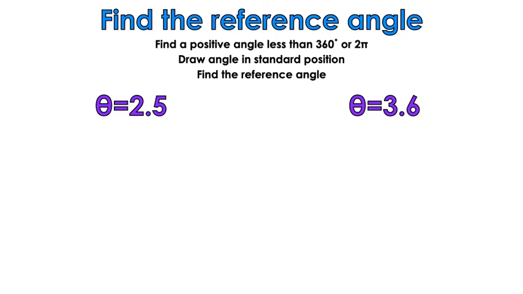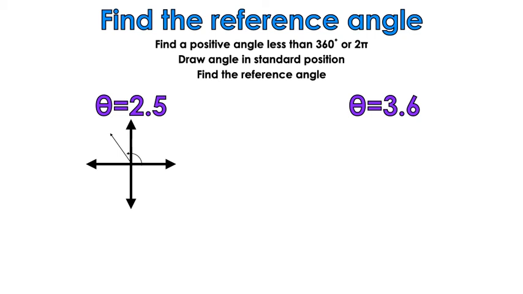Last but not least, let's say it's the type of reference angle where there's no pi in it, but it's a radian. So 2.5 radians and 3.6 radians. It's going to be the same thing. I need to find what quadrant it's going to be in. So 2.5. How do I know 2.5 is in quadrant 2? I probably cheated and turned it into degrees. But also, I know that quadrant 1 is 0 to pi over 2, and quadrant 2 is pi over 2 to pi. And pi is 3.14, and pi over 2 is 3.14 divided by 2. So 2.5 has to be between pi over 2 and pi.